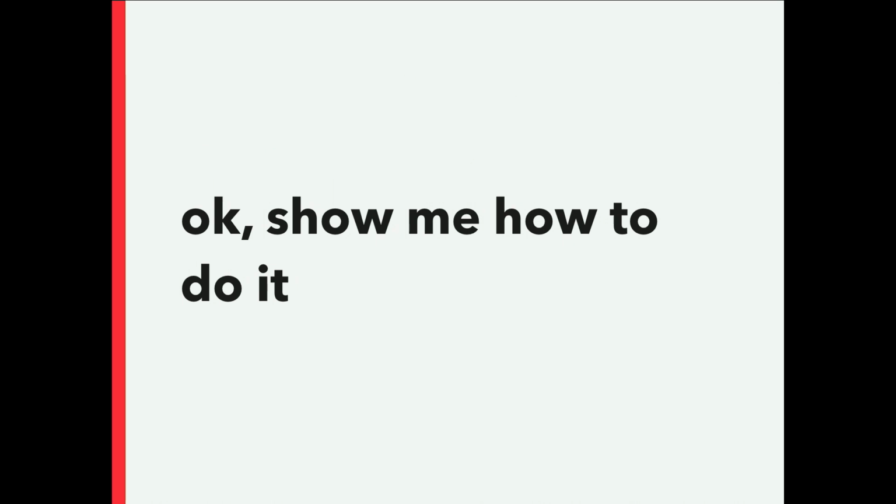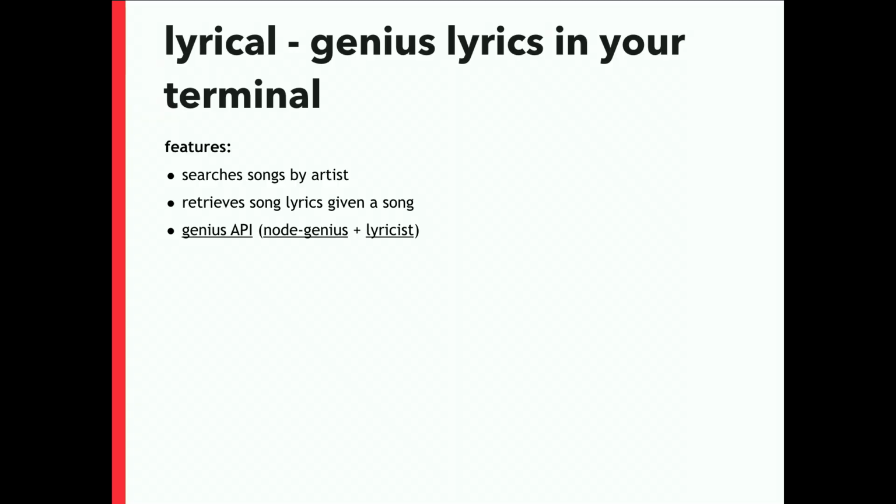Okay, now we have those out of the way. Let's see how we can build one. For the purpose of this talk, I created a very simple application called Lyrical, which shows Genius lyrics in our terminal. And here are the features: search songs by an artist, and retrieve song lyrics given the song. It's very important to think about the features, because just like when we're building GUI or web applications, these features will eventually shape the functions as well as the commands that we want the users to use.